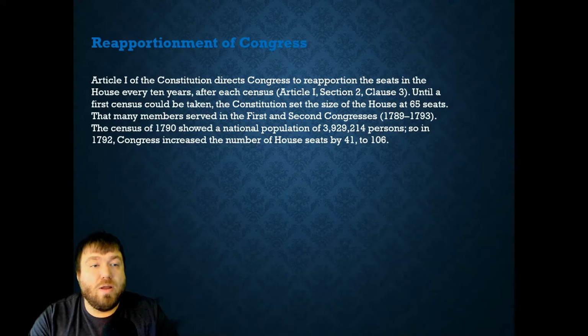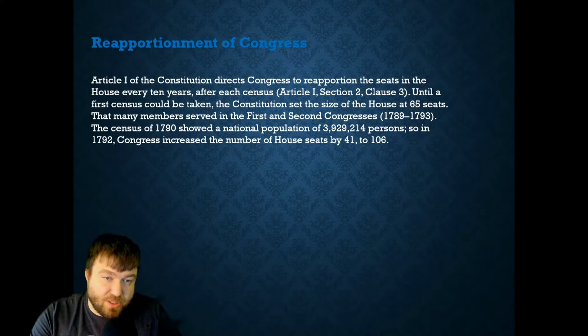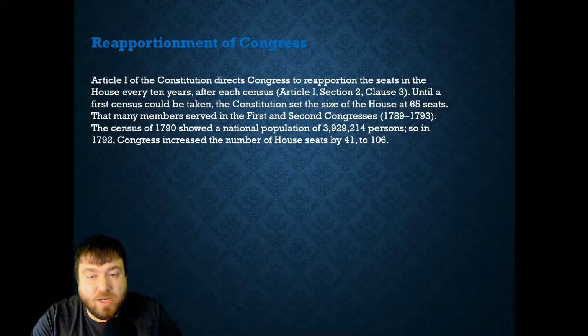Reapportionment of Congress. Article 1 of the Constitution directs Congress to reapportion the seats in the House every 10 years, after each census. Until a first census could be taken, the Constitution set the size of the House at 65 seats. That many members served in the first and second Congresses, 1789 to 1793. The census of 1790 showed a national population of 3,929,214 persons. So in 1792, the Congress increased the number of House seats by 41 to 106.